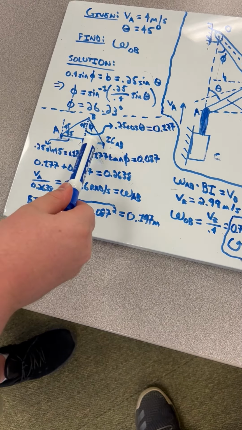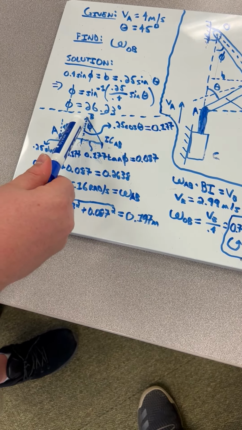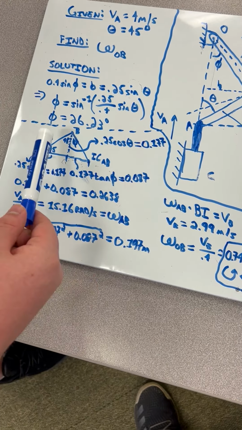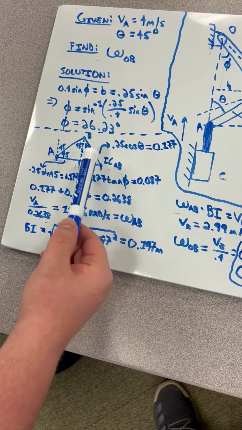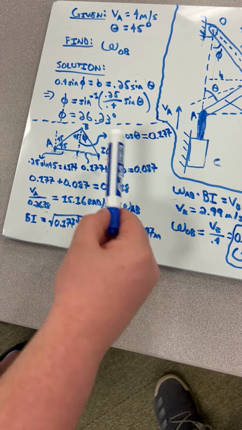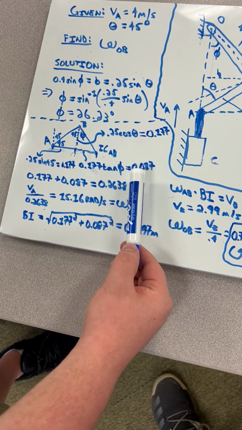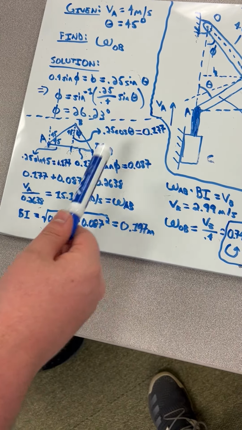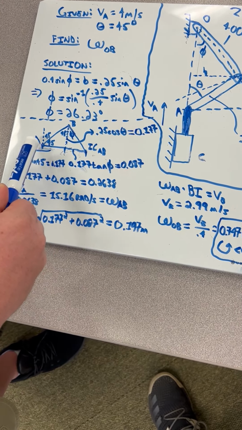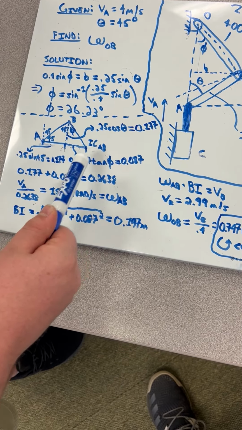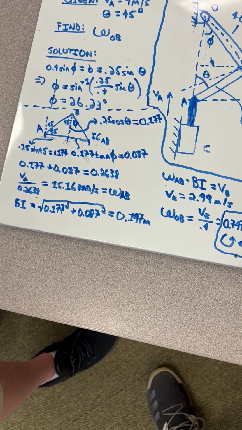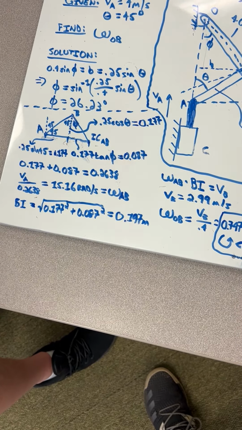In order to find this segment, we know the length of this segment to be 1.77 meters. We would simply multiply that by the tangent of phi, which we found earlier to be 26.63 degrees, and we find that this length here is 0.087 meters. Add those two up, and you now have this length and this length combined. You get this total length between point A and the instant center of AB, and you find that the total length is equal to 0.2638 meters.